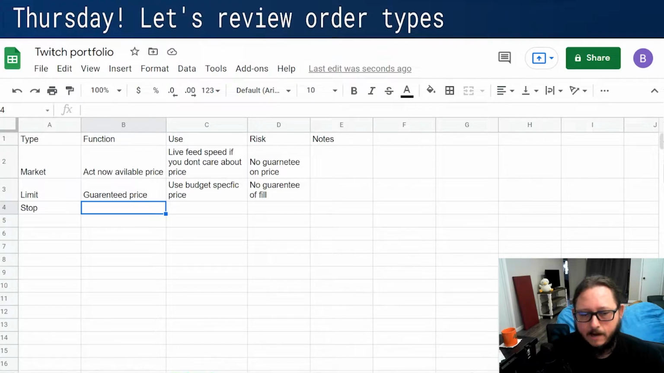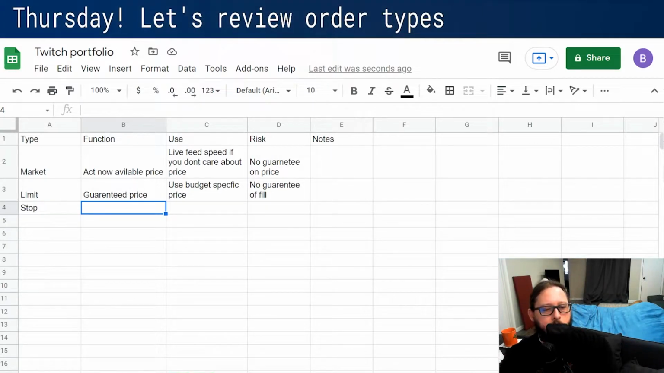Next is the stop order. This is probably the most confusing basic order for most people. The reason is because you're putting a trigger point on the order.